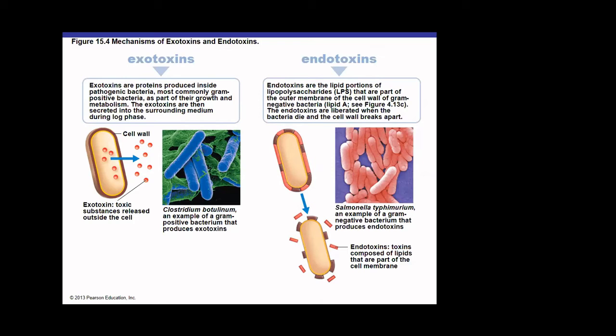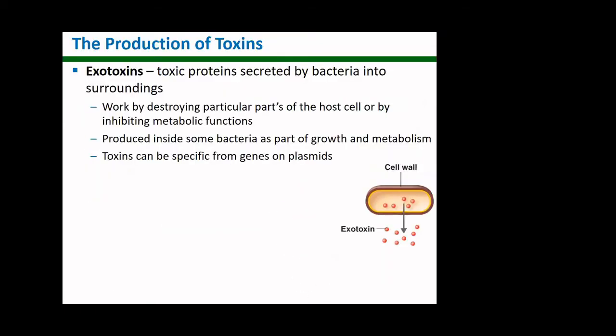Outside of that small layer of peptidoglycan, there's that outer phospholipid bilayer that has lipopolysaccharide, or LPS, inside of it. When that cell is intact, the LPS is harmless, but when that cell starts to die and little pieces of it break off, that's when it becomes a toxin. We'll talk more about that in a minute. We'll talk about exotoxins first.